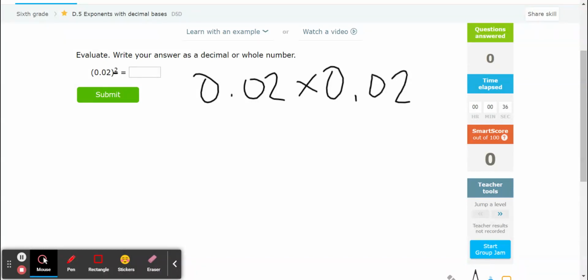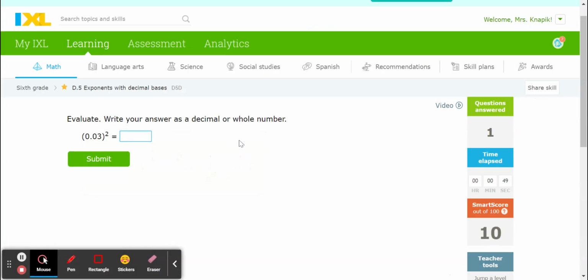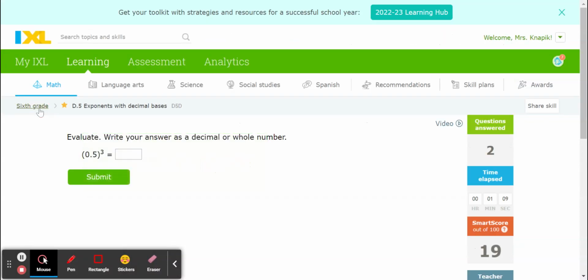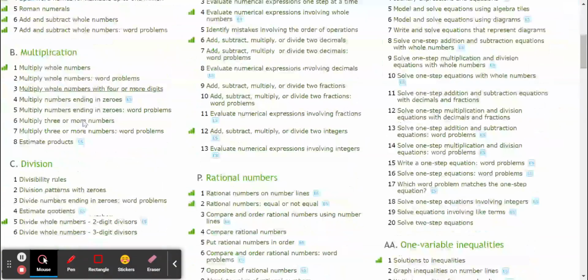So we have 0.02 times 0.02. Our answer is 0.0004. So you're going to type it in exactly as the calculator says it. 0.03 to the second power. So 0.03 times 0.03. And you end up with 0.0009. Last one we're going to do is D6, which is fractions.